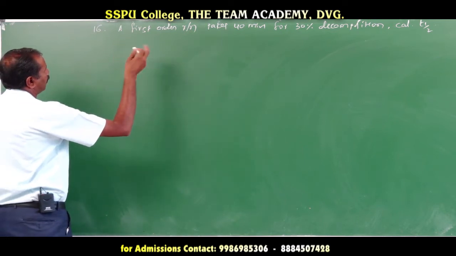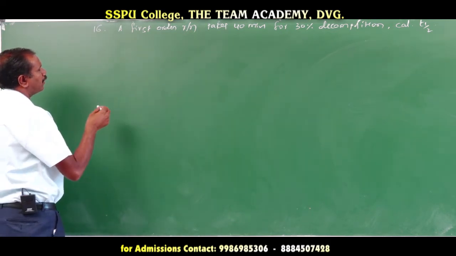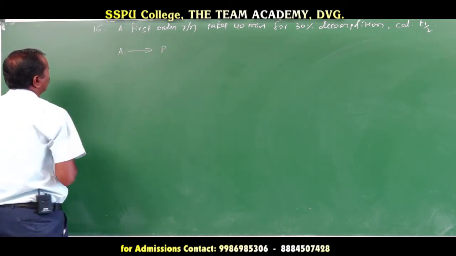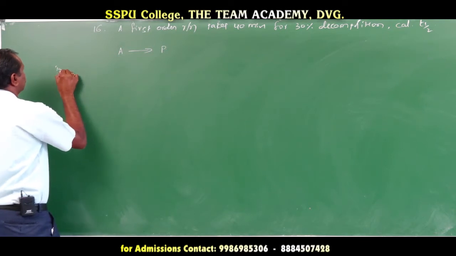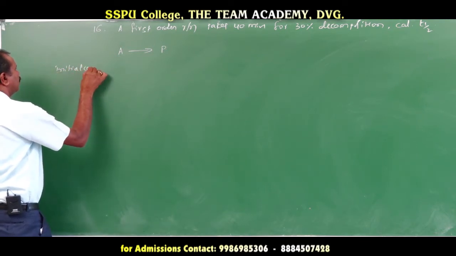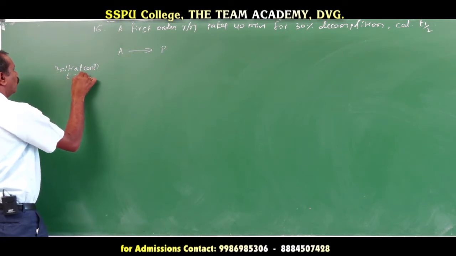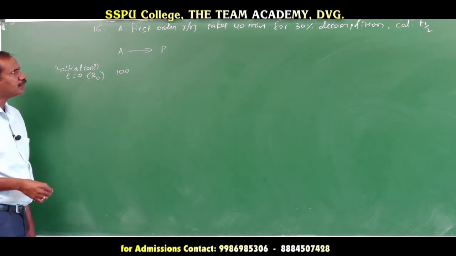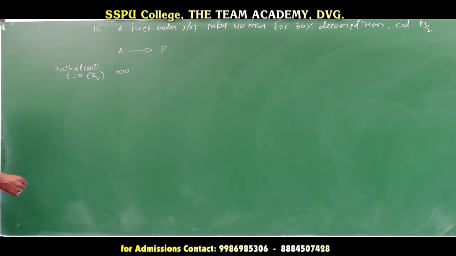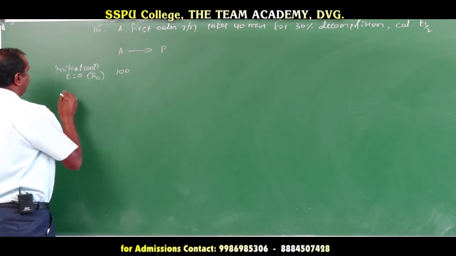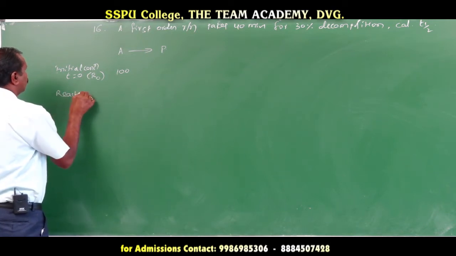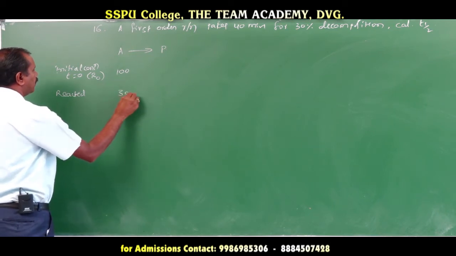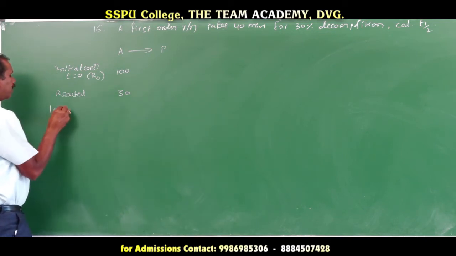So first 40 minutes for 30% decomposition. Let us consider the reaction A gives product. The initial concentration, when t is 0, is R naught. The R naught value may be 100 in percentage. So initially it should be 100. Reacted, it becomes 30%. 30% reacted, then the left behind concentration.